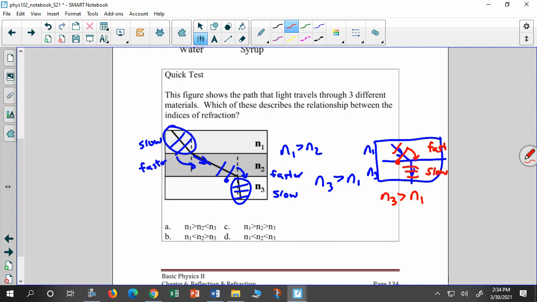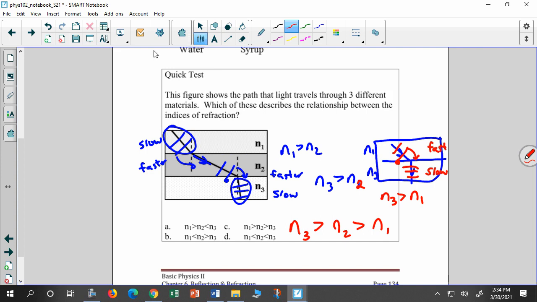I'm sorry, I did this. This should be n3 is bigger than n2. Right? That's correct. Yeah, n3 is bigger than n2. So n3 is bigger than n2. It's bigger than n1. So my inequality would look like this: n3 is bigger than n2 is bigger than n1. The way that I wrote these inequalities is not really correct, but I think B was the right answer. Okay? You'll see questions like that where I ask you to compare the indices of refraction or compare the speed of light. So that was one question that we had.